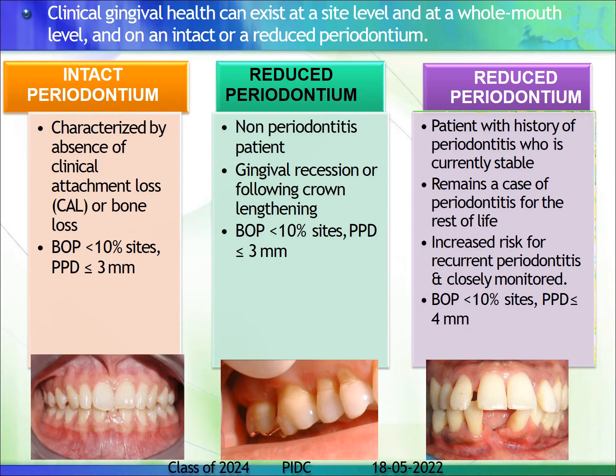Whereas on the other hand, you can see the picture down here, the gingival healthy status is maintained in this patient, but this patient had a history of periodontitis and is now currently in a stable state. So always remember that if a patient is found to be a periodontitis patient, he remains a periodontitis patient for the rest of his life, with increased risk for recurrent periodontitis, and is to be closely monitored. Here, generally the bleeding on probing is less than 10% of the sites and probing depth is less than 4 mm.